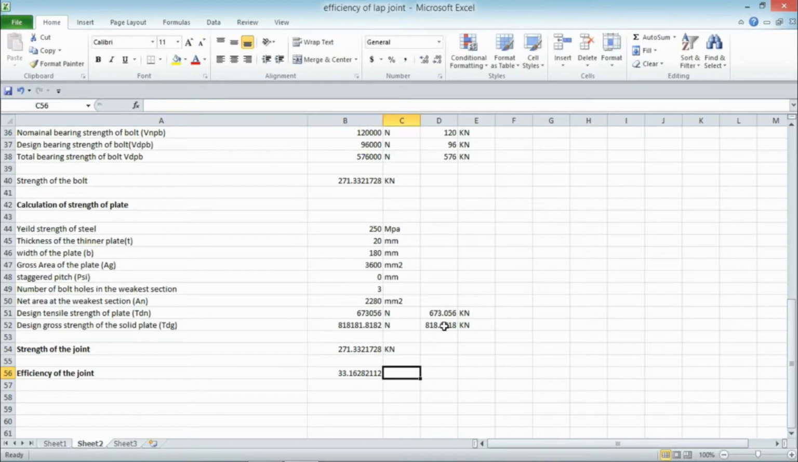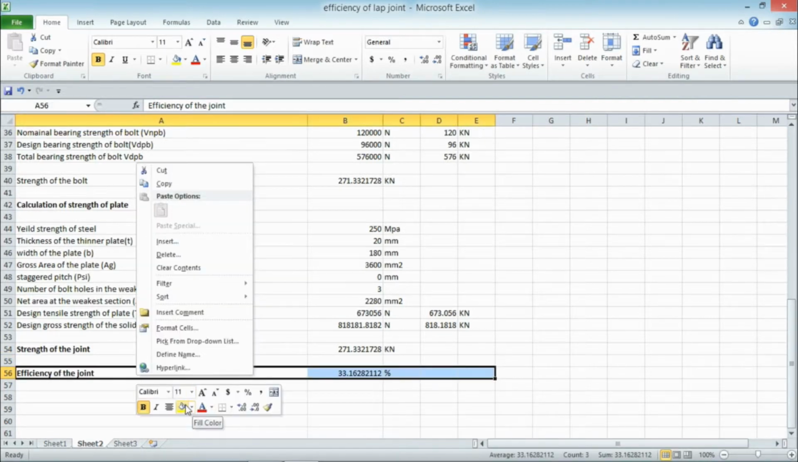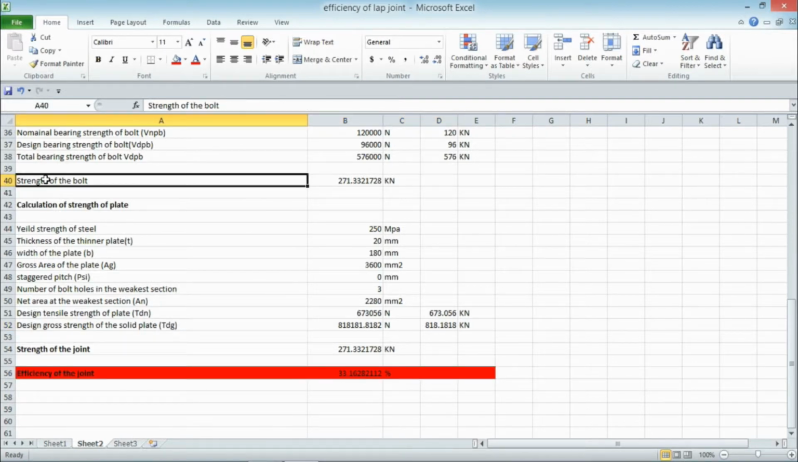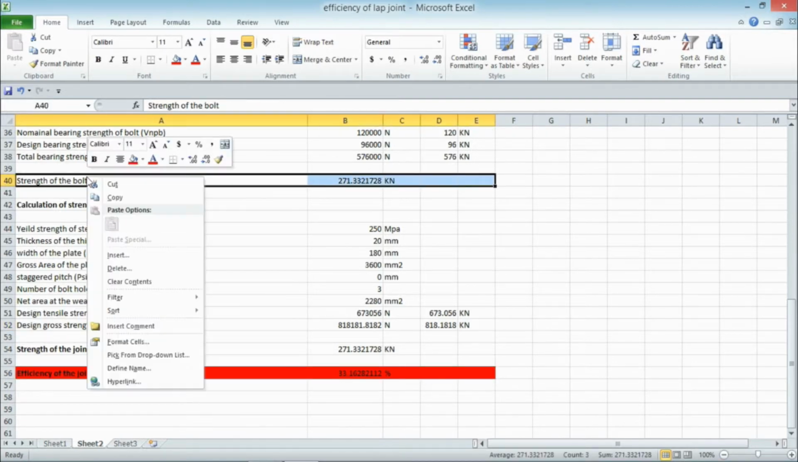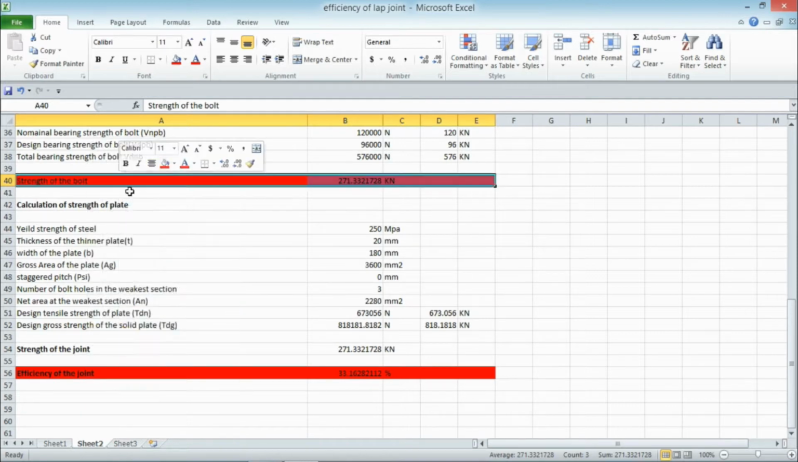Generally efficiency should be in the range of 75 to 80% for economic designs. Our actual problem gave 33.16%, so I calculated according to the problem. So this is how we calculate the efficiency of the joint.